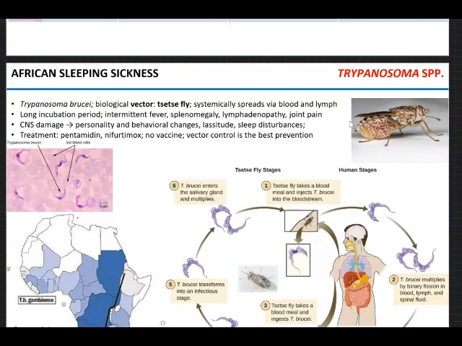So, let's talk about some fun stuff. We're going to talk about a couple of vector-borne parasitic diseases caused by members of the genus Trypanosoma. First one is African sleeping sickness. It is transmitted by tsetse flies, which are, I never saw one in real life, and I'm very happy about that. They're pretty big.